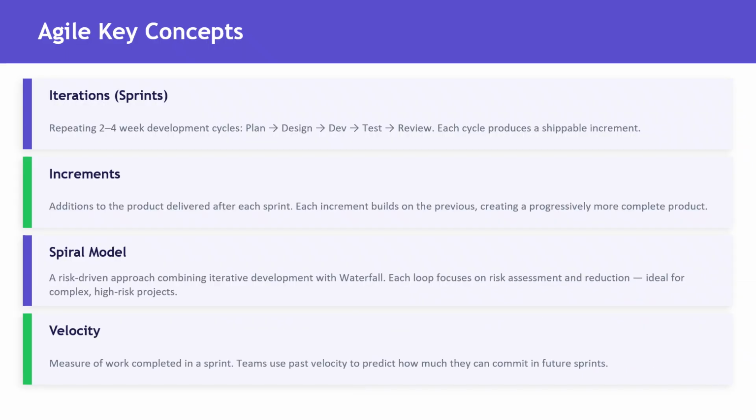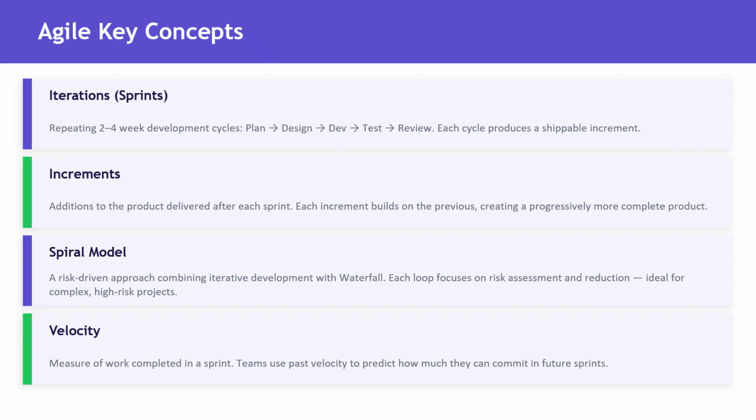Now let's understand some important Agile concepts. These are very important for interviews and real projects. First is iterations or sprints. Iterations, also called sprints, are short development cycles. Each sprint includes planning, development, testing, and review. At the end of each sprint, a working feature is delivered.